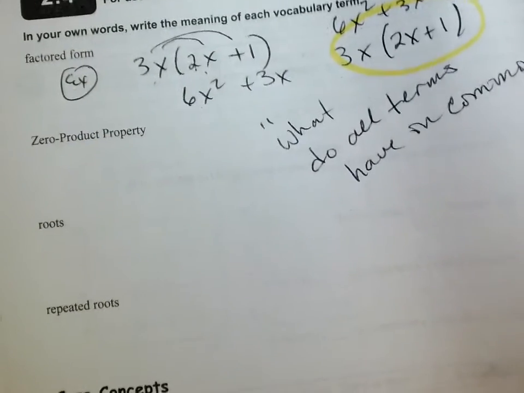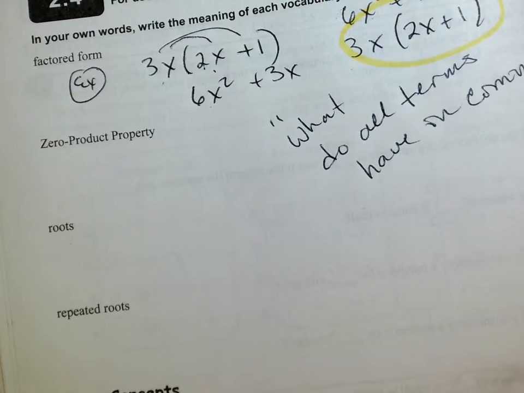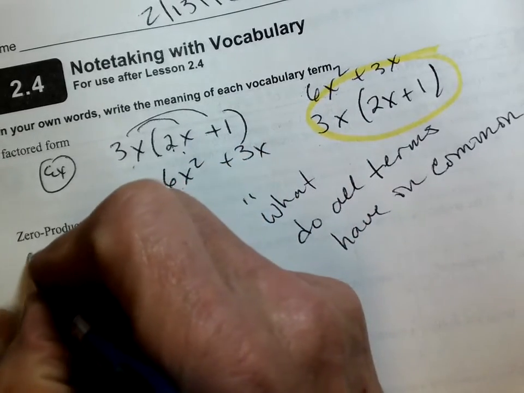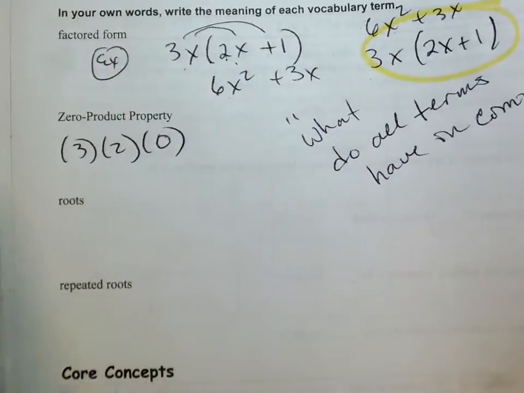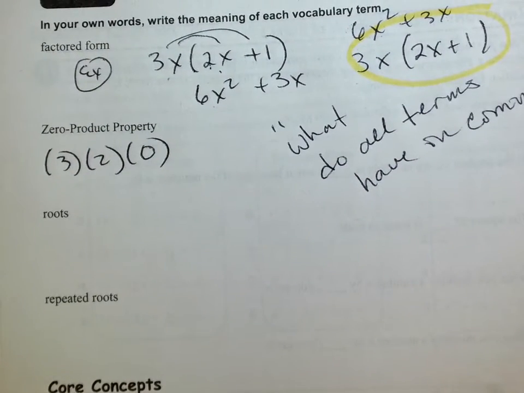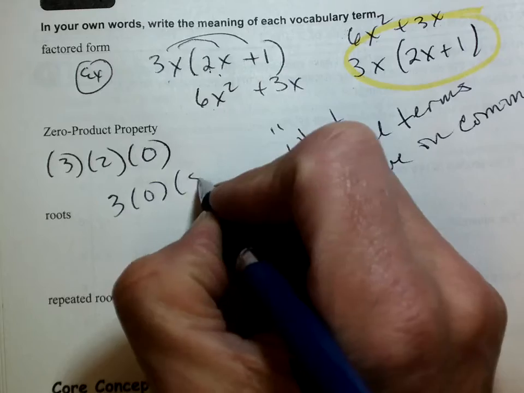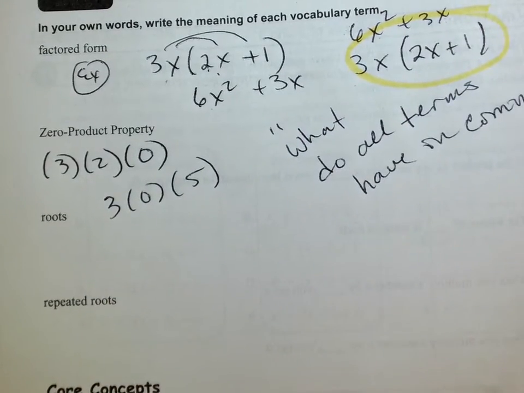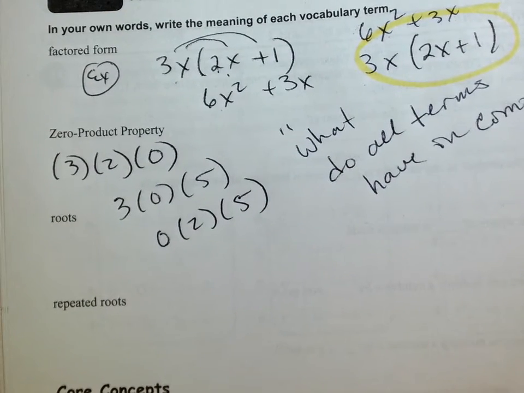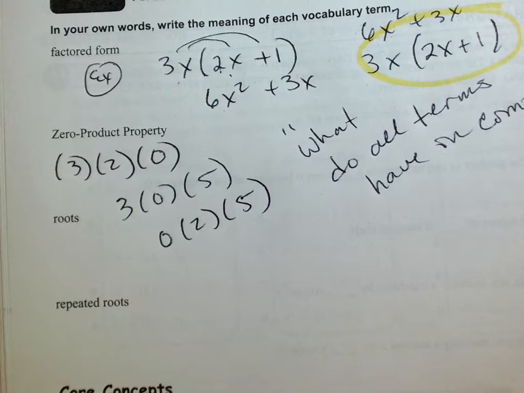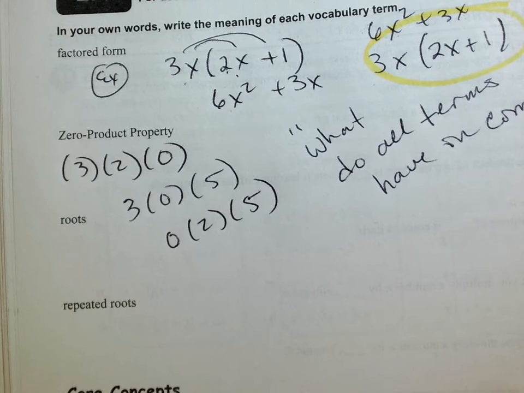Zero product. Zero product is, well, anytime you multiply by 0, you get 0, right? You guys agree with that? So zero product. So if I had 3 times 2 times 0, I already know the answer. What's the answer? 0, right? Or if I had 3 times 0 times 5, the answer is what? 0. Yeah. Or if I had 0 times 2 times 5, the answer is what? 0. So it doesn't matter. As long as one of the numbers is a 0, the whole thing's 0, right? Does that make sense?